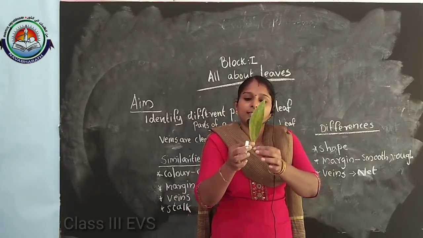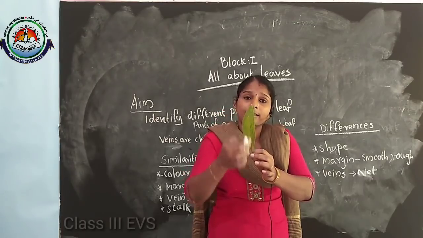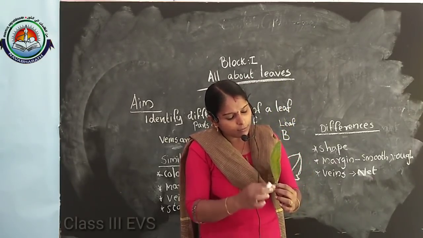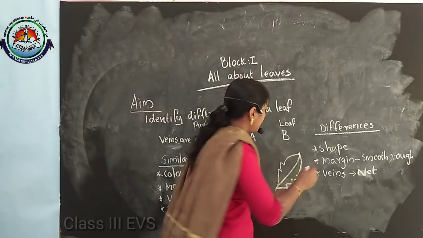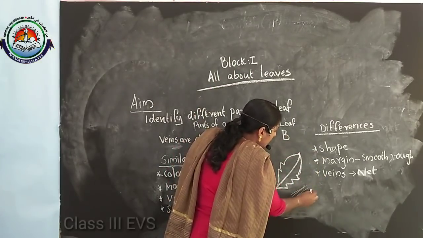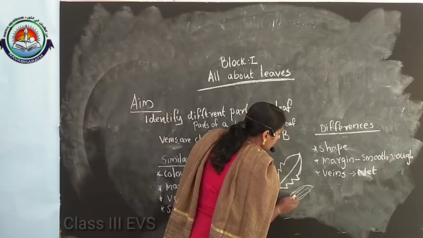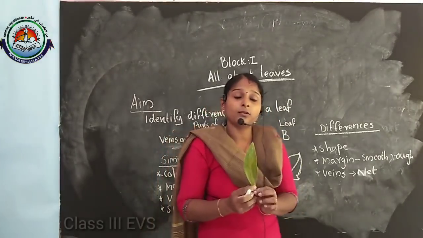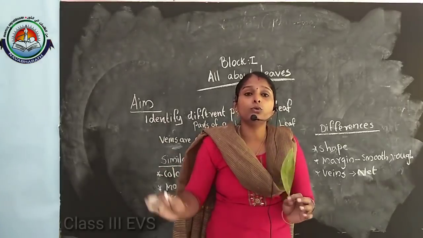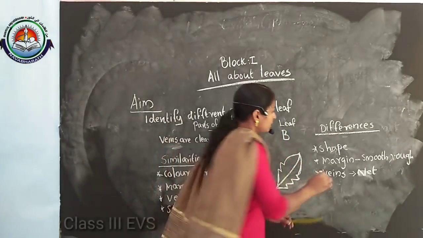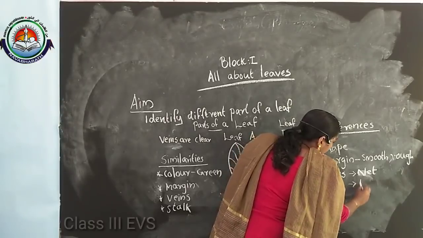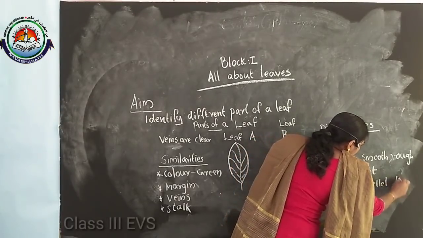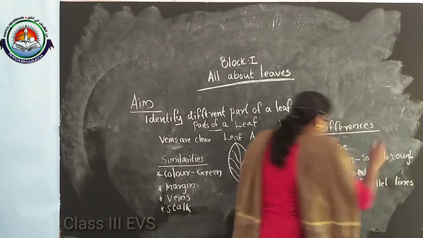Instead of that we can see some parallel lines. So this kind of veins have some parallel lines, means some lines are there. Lines only we can find on this leaf. So veins are lines or parallel lines, lines that run alongside each other. So it is parallel lines. So that is the difference we can find.